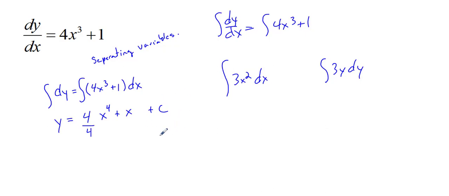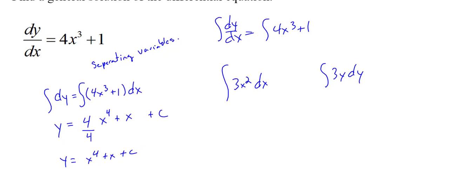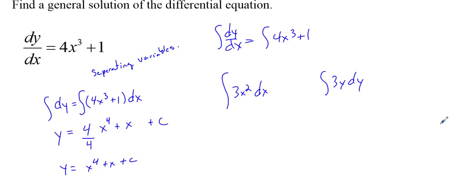Okay. Simplify this a little bit. Y equals x to the 4th plus x plus c. All right. Applying a little bit more precise writing to something we already know how to do. They'd have to give us an initial condition. We could solve for c. Then we have the particular solution to this differential equation.